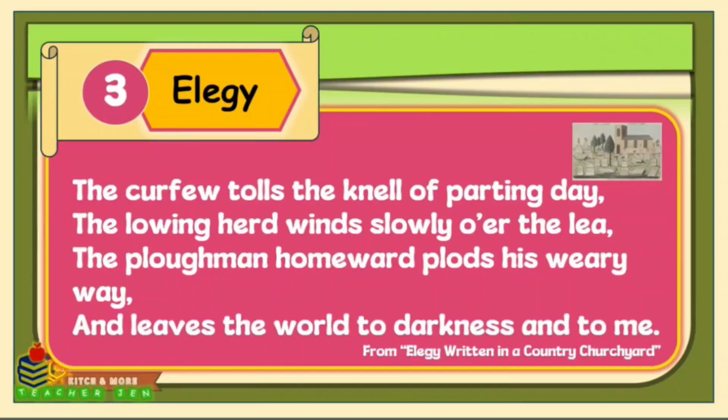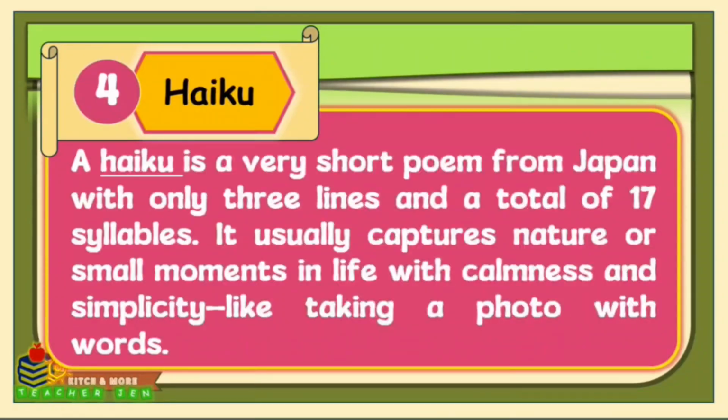Now that we've explored the depth and emotion of an elegy, let's shift gears. Let's slow things down and enter something short, peaceful, and simple. Let's take a deep breath. And we're entering the calm and beautiful world of the haiku. A haiku is a very short poem that comes from Japan. It only has 3 lines and a total of 17 syllables. That's it, just 3 lines, like a tiny window into a moment.